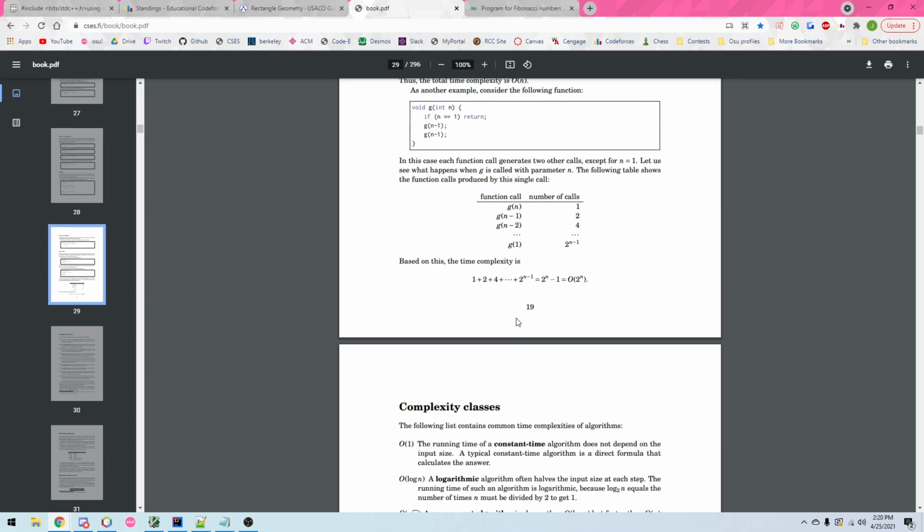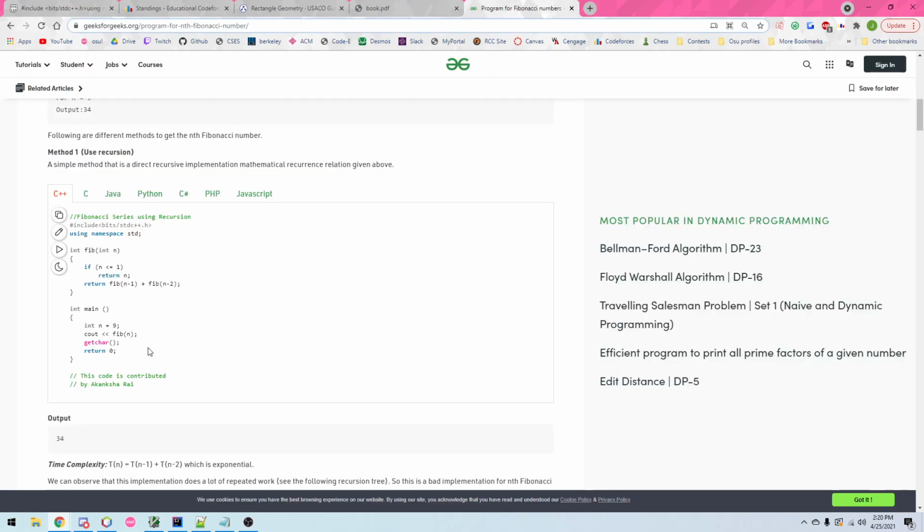I think in the binary search contest we did yesterday, there's actually a problem on the Fibonacci sequence, and you could solve it in 2 to the n. I have it saved right here. So here's a Geeks for Geeks code on how to calculate the Fibonacci sequence recursively.